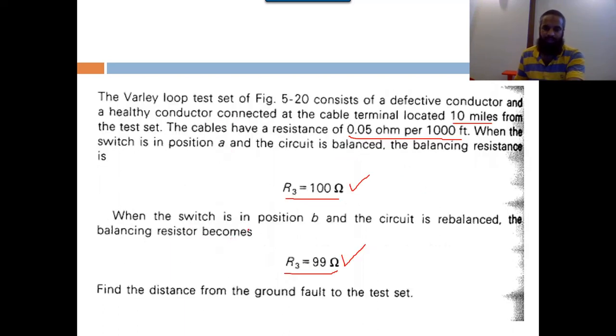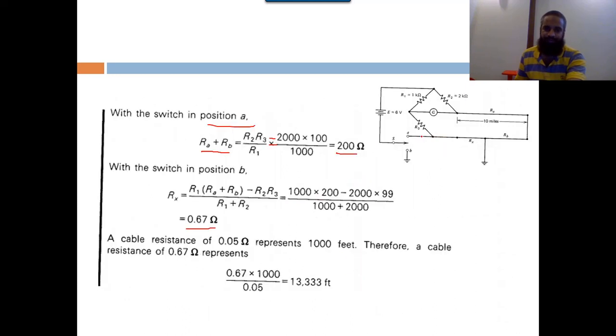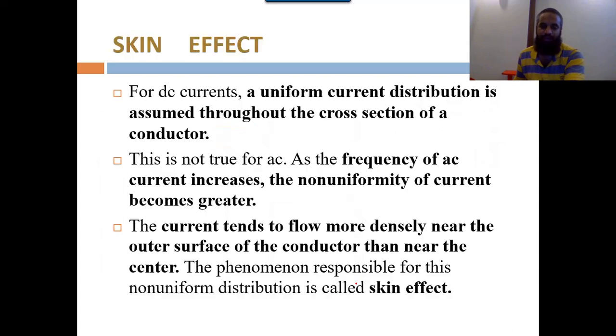Based on this example, the resistance of the cable is 0.05 ohm per thousand feet. So when we want to calculate the distance, we have 0.67 into 1000 divided by 0.05. So it is almost 13,333 feet. So this is basically the faulty point.